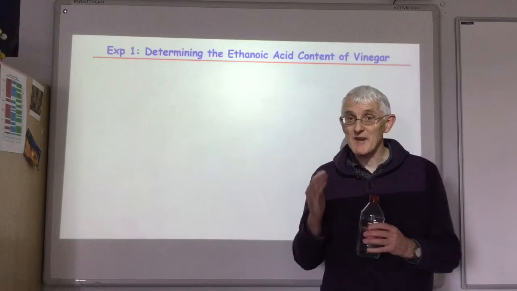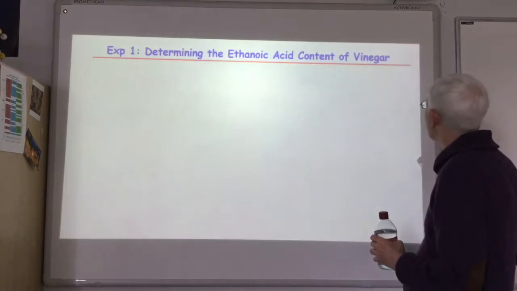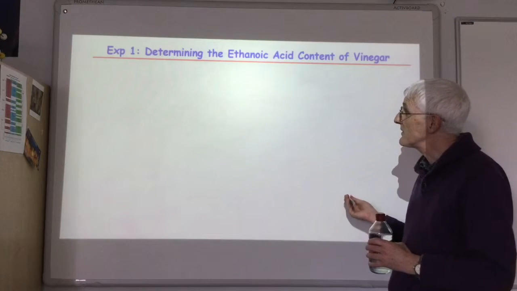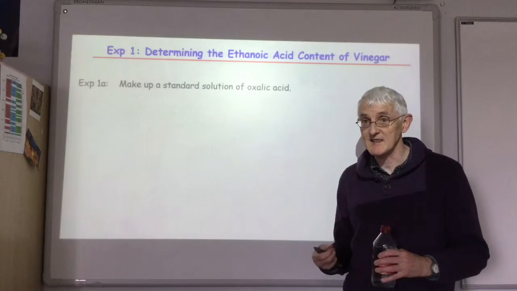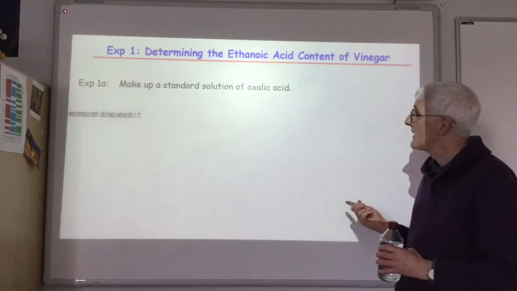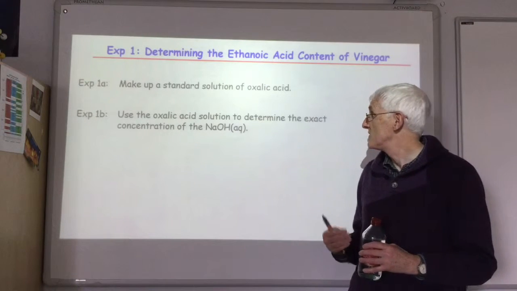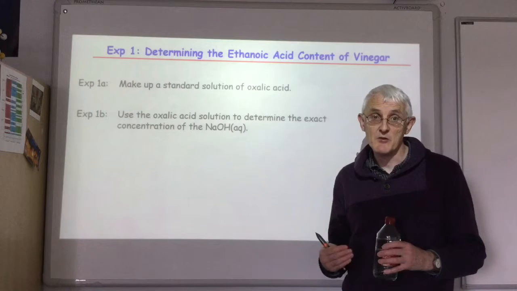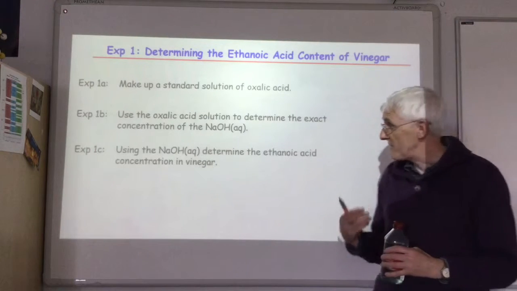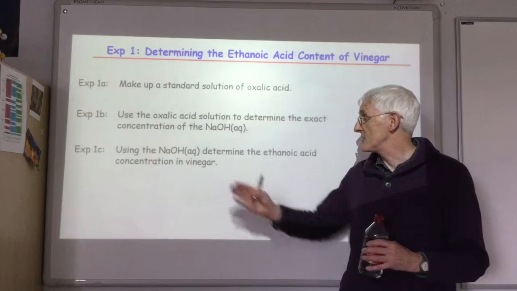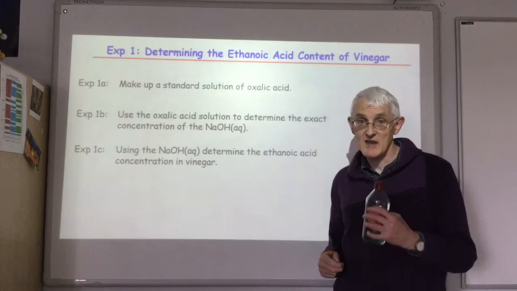So there's 4 distinct steps to this experiment. The first part of the experiment is making up a standard solution of oxalic acid. The second part is using the oxalic acid solution to determine the exact concentration of our sodium hydroxide solution. In the third step, we'll use the sodium hydroxide solution to determine the ethanoic acid concentration in the vinegar sample.